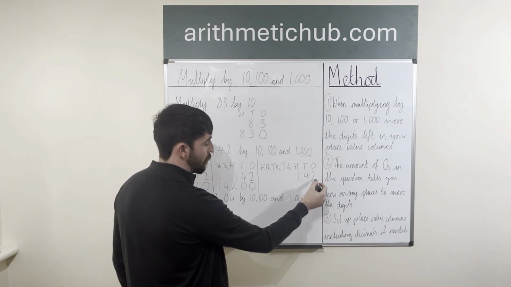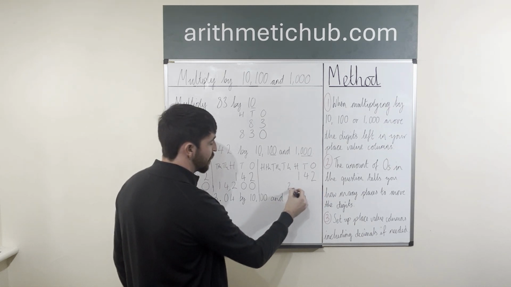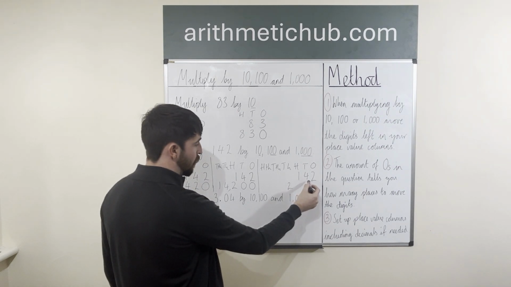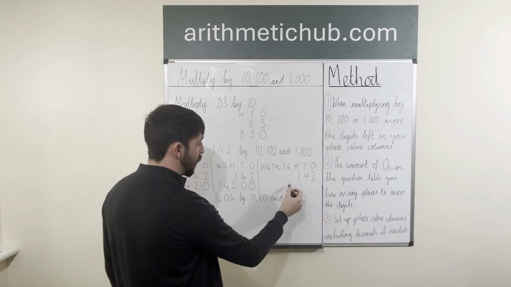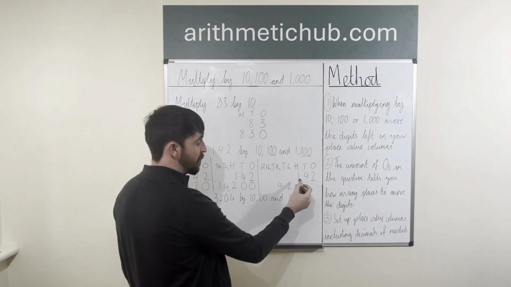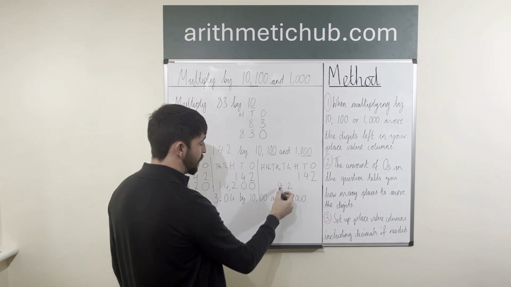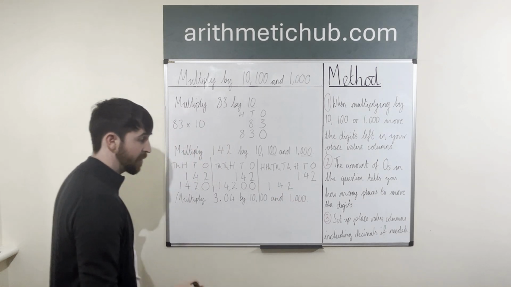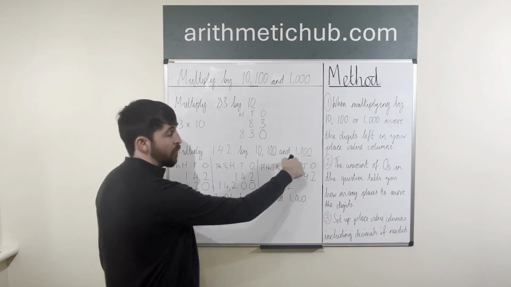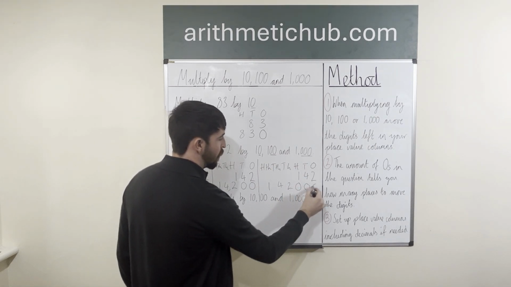So with my ones, I'm going to drop the 2 down, move it once, twice, 3 times into the thousands. With my tens, I'm going to drop the 4 down, move it once, twice, 3 times into my 10,000s. And with my hundreds, I'm going to drop the 1 down, move it once, twice, 3 times into the 100,000s. Now what I need to do is I need to put my 3 placeholders because I had 3 zeros in the question. 1, 2, 3.